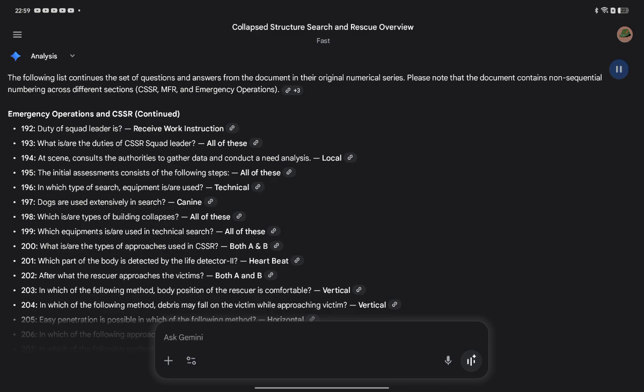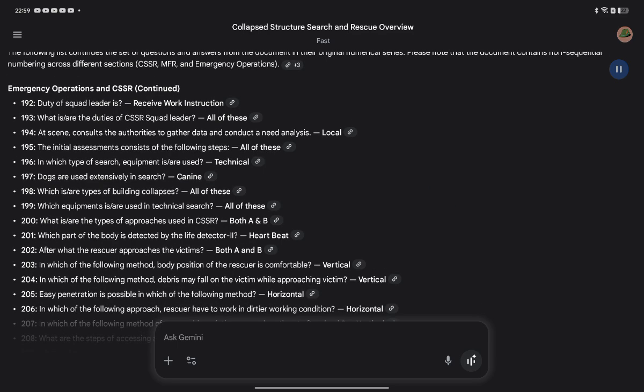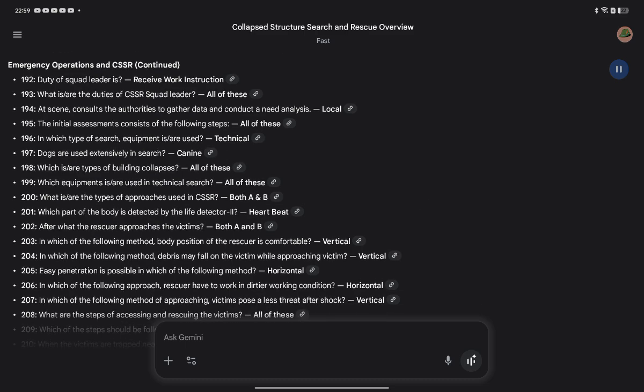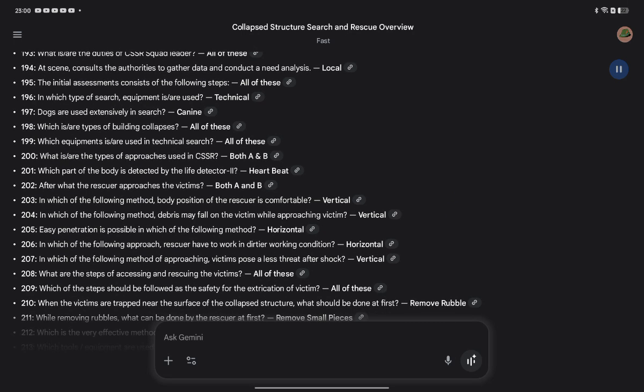192. Duty of squad leader is? Receive work instruction. 193. What are the duties of CSSR squad leader? All of these. 194. At scene, consults the authorities to gather data and conduct a need analysis. Local. 195. The initial assessments consists of the following steps. All of these.